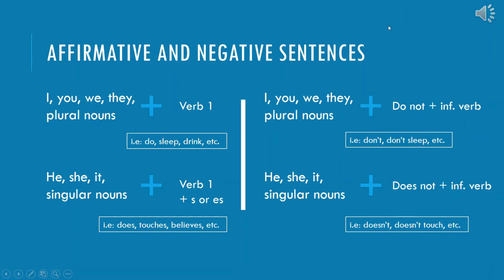We come now to talk about the affirmative and negative sentences using present simple, and how we can form them. When it comes to forming these sentences, we need to take into consideration the subject of the sentence.